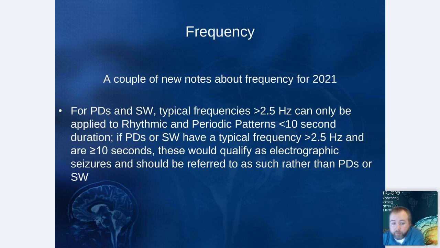A couple of new notes for frequency for 2021. For periodic discharges and spike wave, your typical frequency is less than 2.5 hertz, and can only be applied to rhythmic and periodic patterns that are less than a 10-second duration. If periodic discharges or spike wave have a typical frequency of greater than 2.5 hertz and are greater than 10 seconds, then these would qualify as electrographic seizures and should be referred to as such rather than periodic discharges or spike wave.